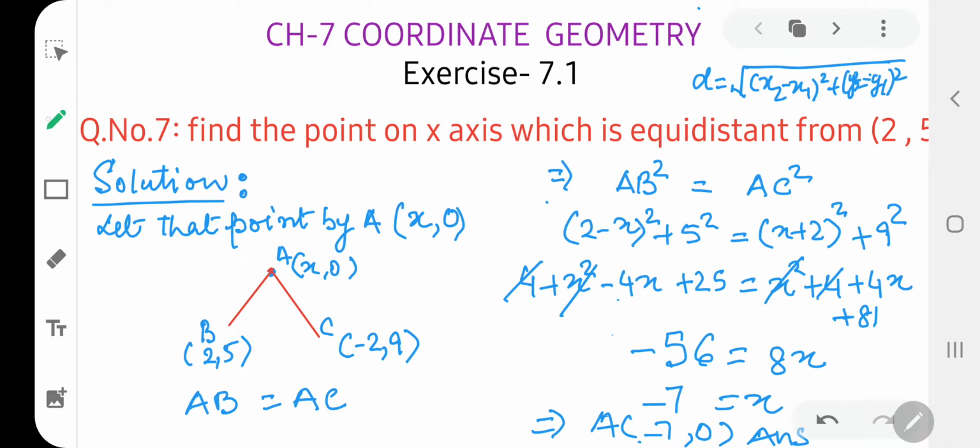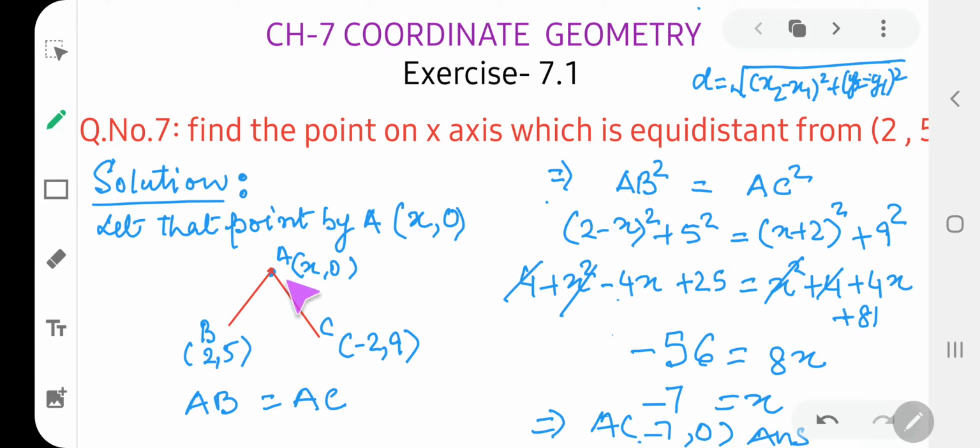So children, now this is the point B and this is point A. So the distance between A and B is x minus 2 whole square and 5 minus 0 whole square. 5 minus 0 is 5 only. Therefore it is 5 square. And no need to put a square root sign over because we have taken square. So square root and square will cancel each other.